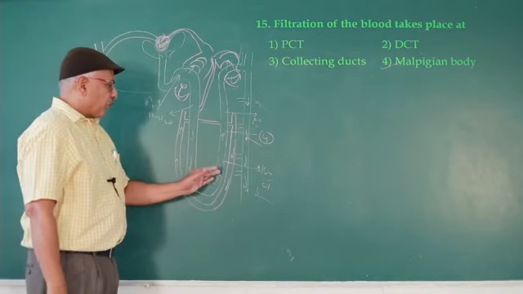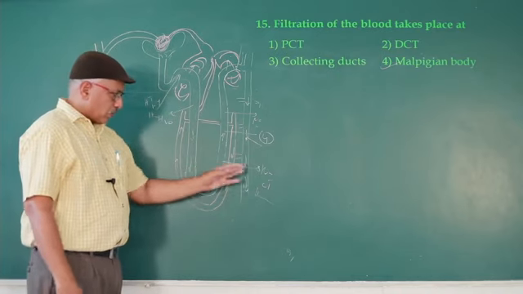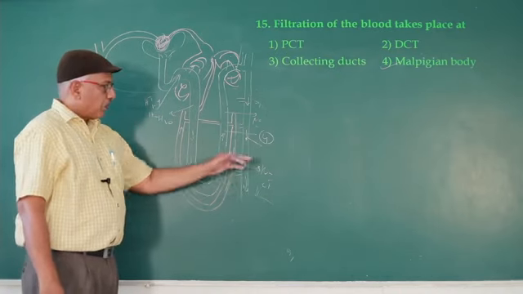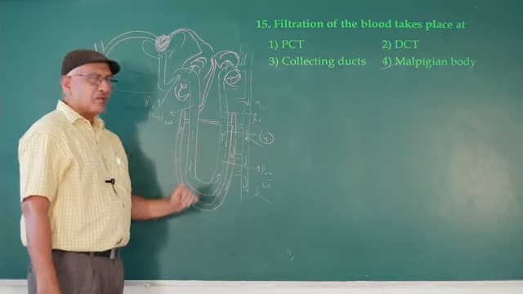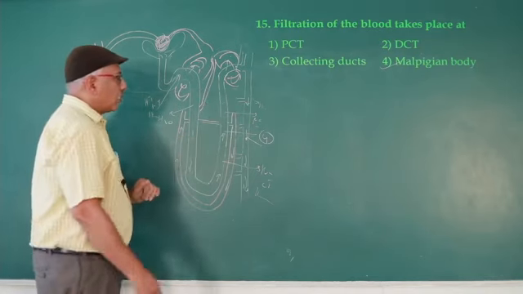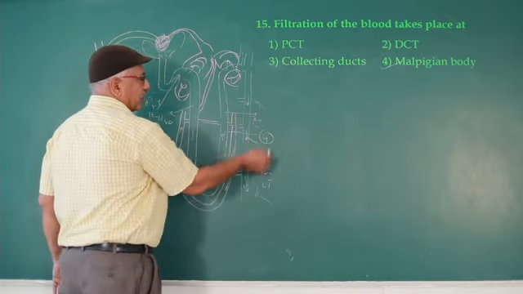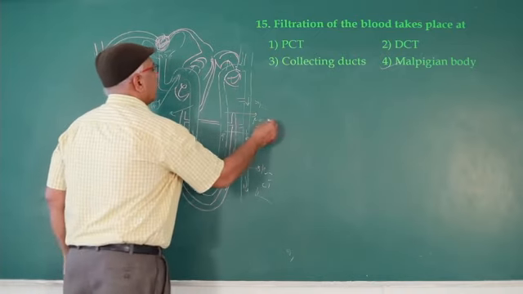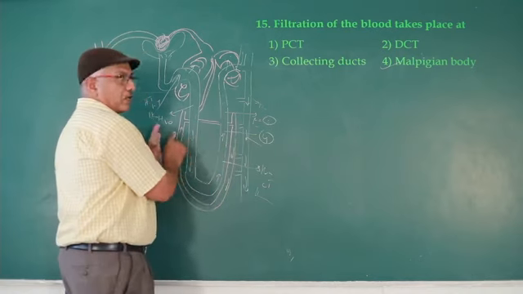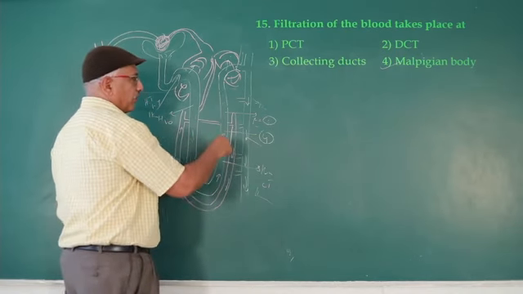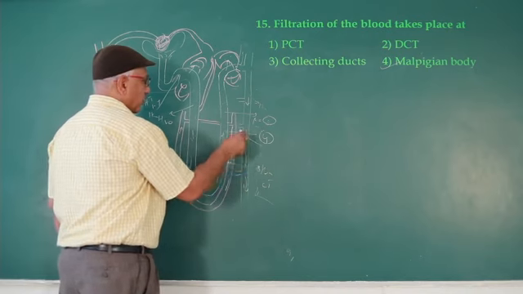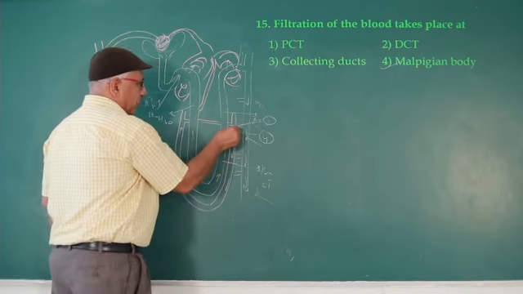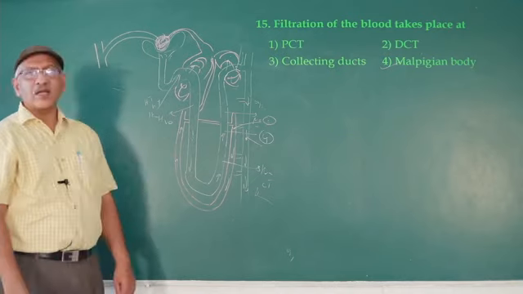Fourth point: while primary urine is passing through the ascending limb of loop of Henle, electrolytes are reabsorbed passively from the proximal part and actively from the distal part. So now electrolytes are present in the medullary fluid. Fifth point: electrolytes like sodium chloride present in the medullary fluid enter into the descending limb of vasa recta.